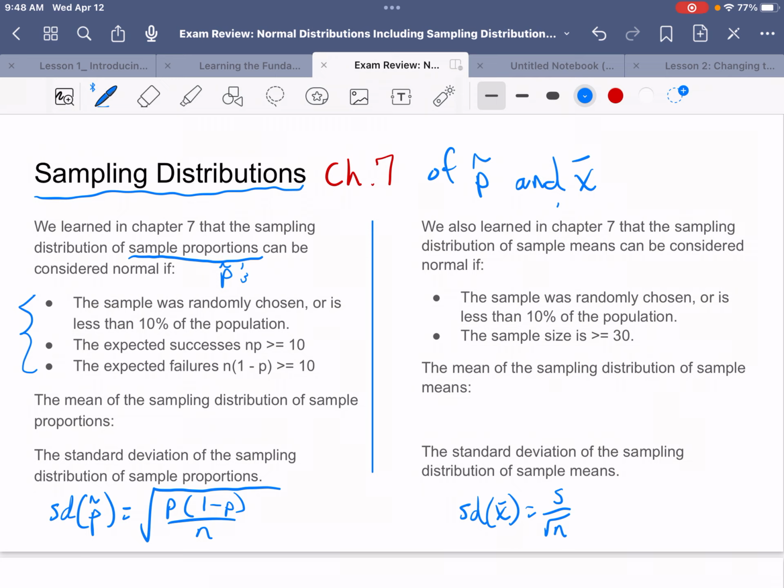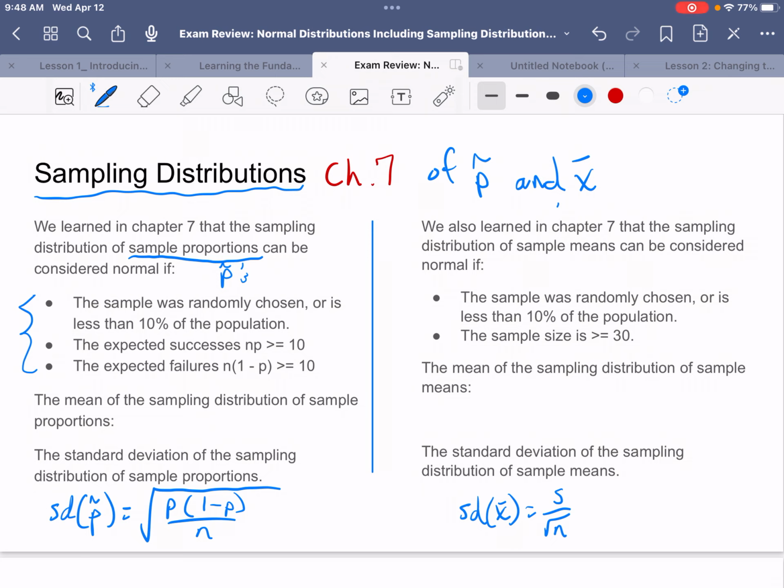The standard deviation of the sampling distribution of sample proportions is given by the formula square root of p times 1 minus p over n. You should be familiar with that formula because not only was it a part of Chapter 7, but it was also a part of Chapters 8, 9, and 10, so to speak.